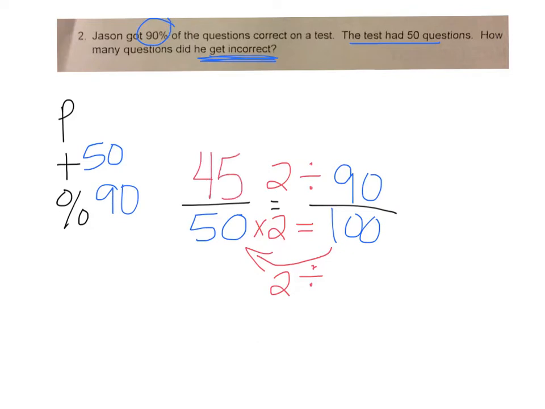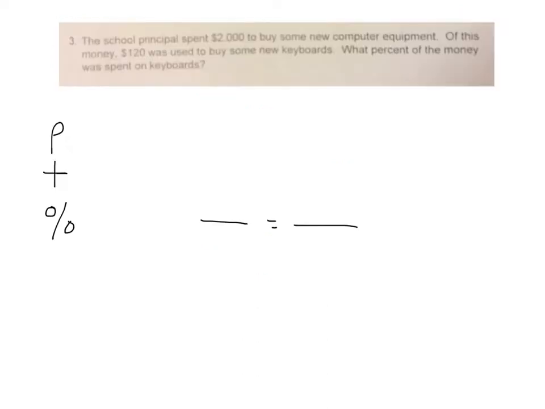Obviously, if he got a 90% on the test, he didn't get 45 wrong, he got 45 right. And the question is, how many did he get incorrect? How many did he get wrong? So the part that we're looking for is 5. 5 questions wrong. Okay?